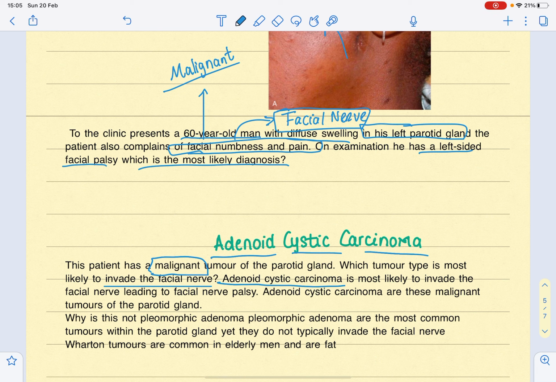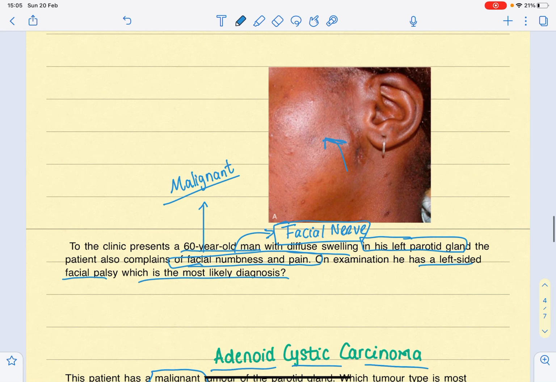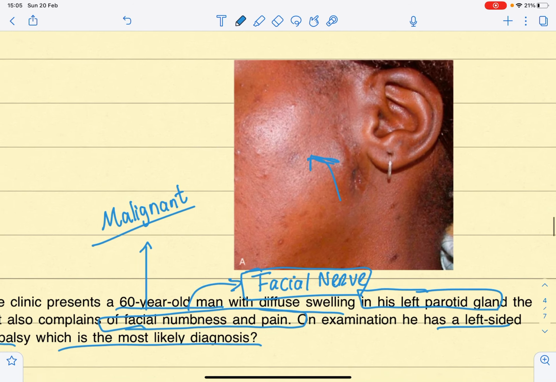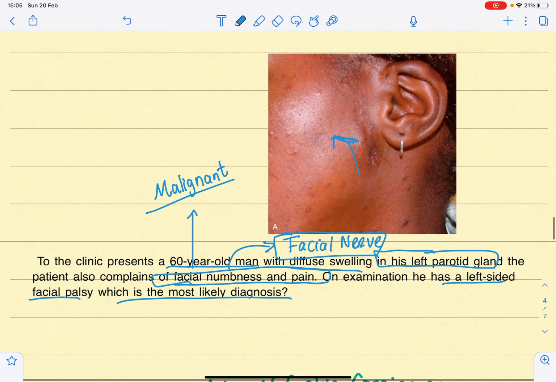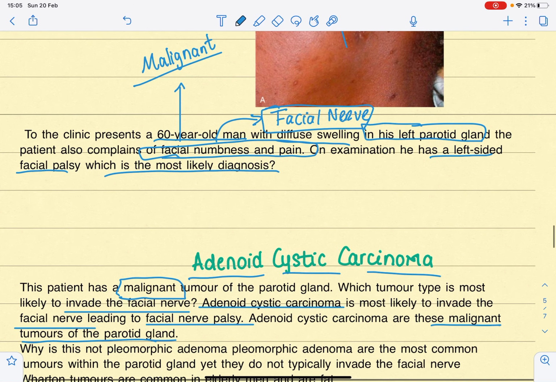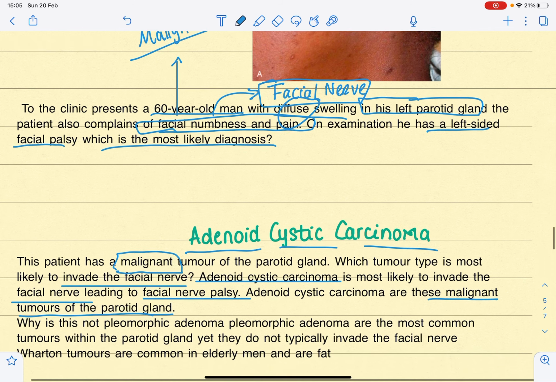Adenoid cystic carcinoma is most likely to invade the facial nerve because it can then lead to facial nerve palsy as well. Adenoid cystic carcinomas are malignant tumours of the parotid gland, and this patient likely does have a malignant tumour of the parotid gland, with this fast-growing swelling, which is diffuse as well. Okay, diffuse can either be multifocal.